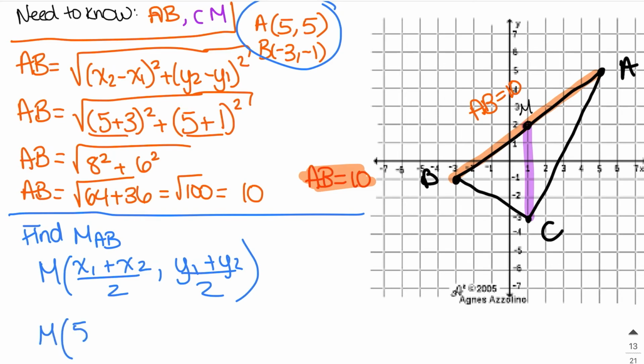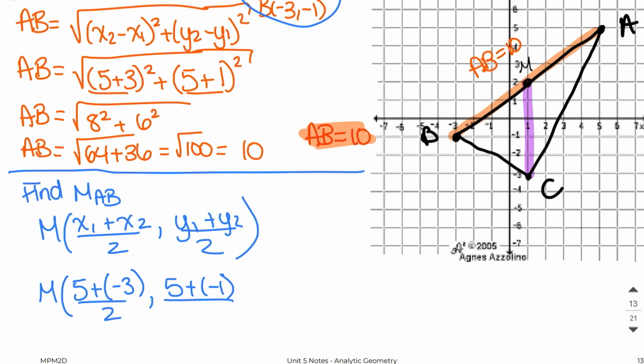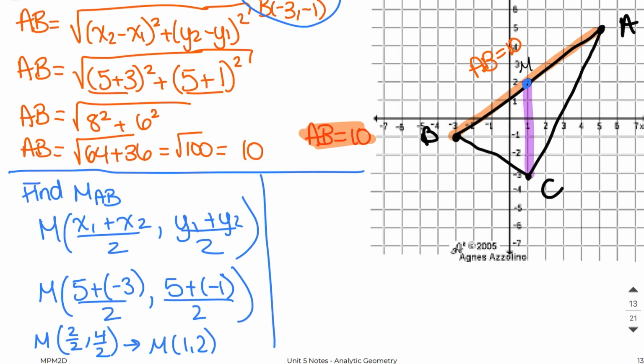So I'm going to label this as 5 plus -3 over 2. And then we also know that this would be 5 plus -1 over 2, because right here y1 and y2 are 5 and -1. Okay, so when I do this, I end up getting 2 over 2 and 4 over 2, which ends up being (1, 2). So if I graph this out right here, (1, 2) is definitely where our M is. So now I need to figure out what CM is.